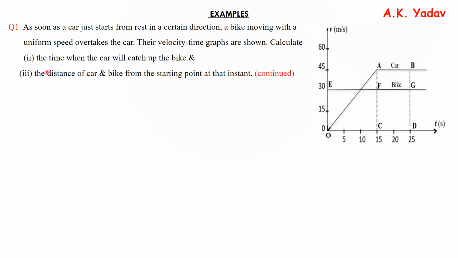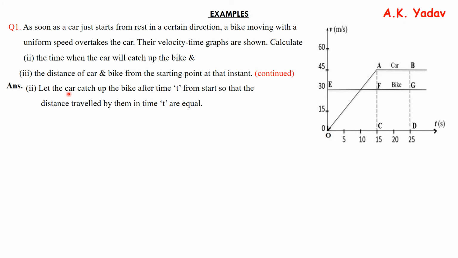Let us continue the question further. We have to find the time when the car will catch up with the bike. Mind you, they will not catch up at 10. At 10, the car had the same velocity as the bike. They are not meeting one another. So let us suppose that the car catch up with the bike after time t seconds from start, so that the distance traveled by them in time t is equal. Now what is the distance traveled by the car?